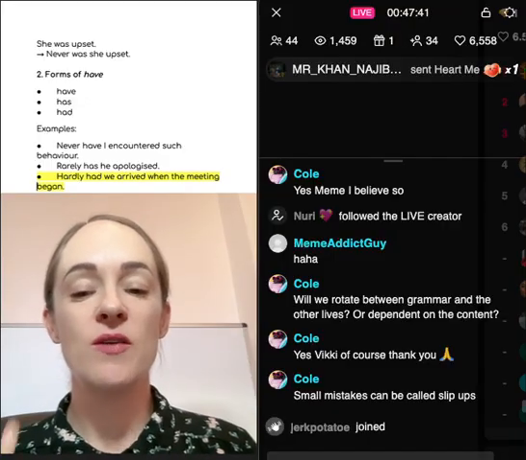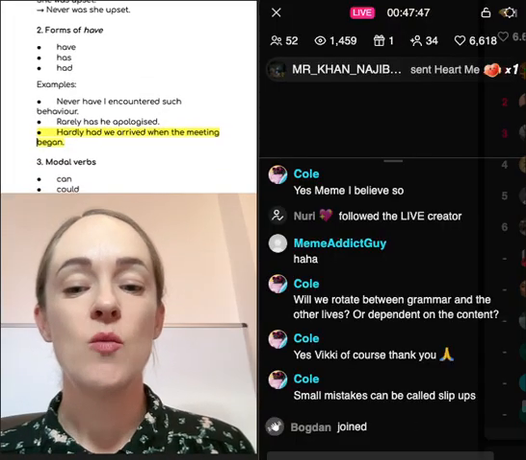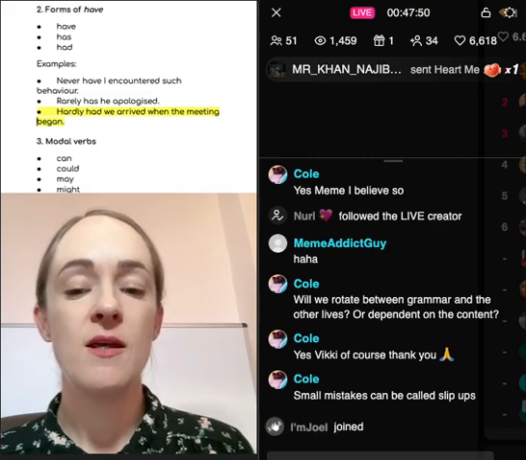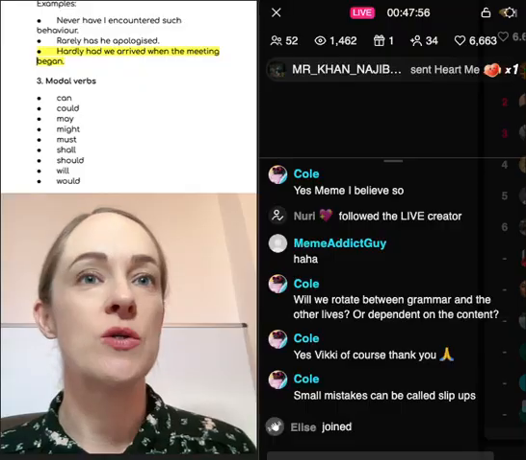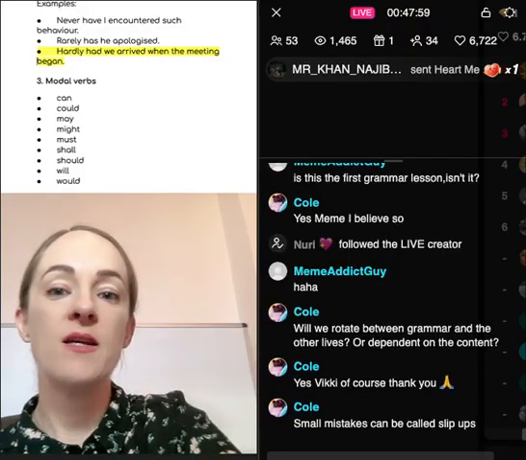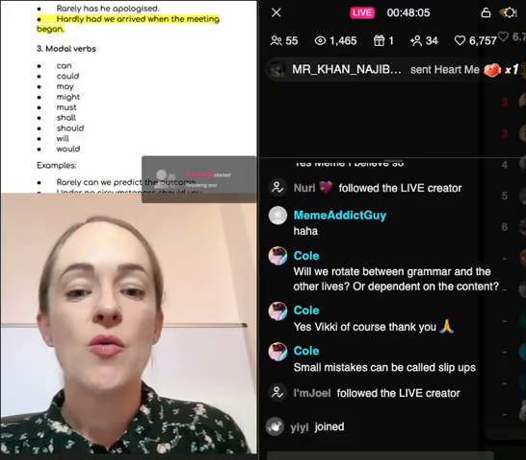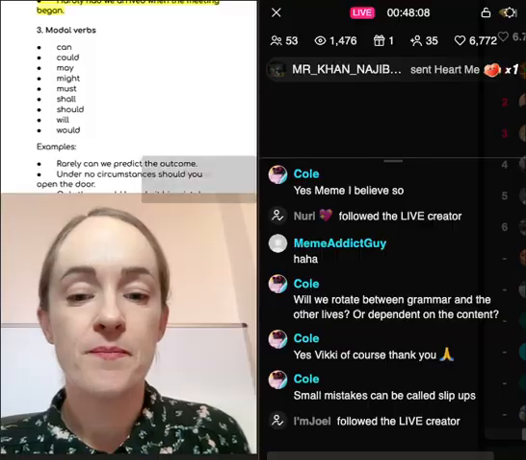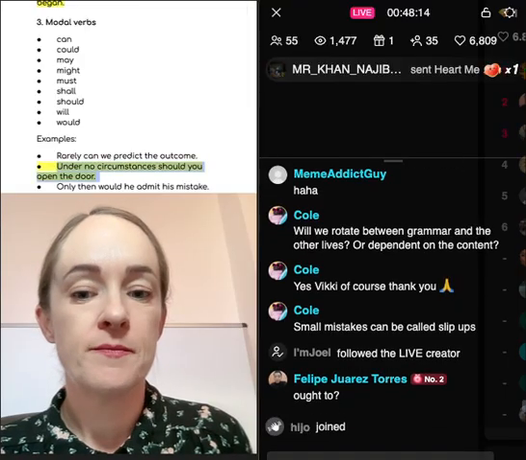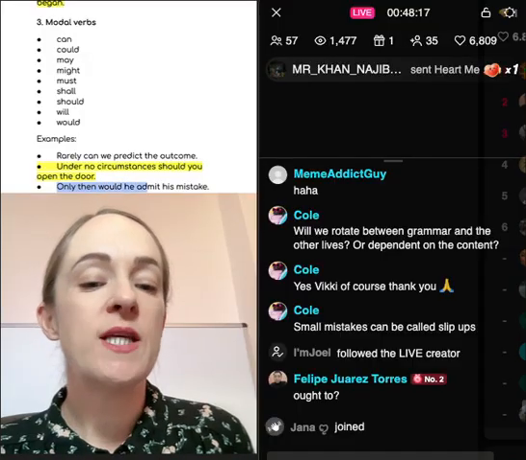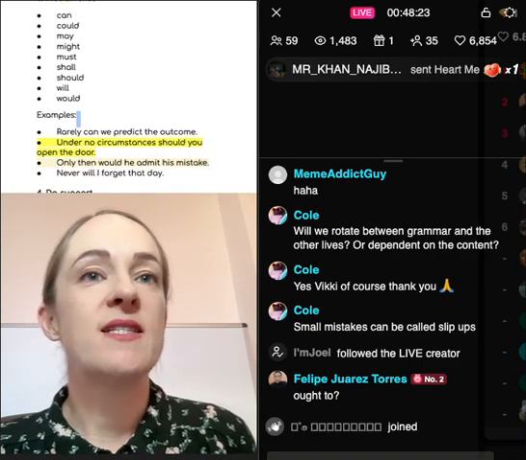Next one, right? So we've got verb to be, have, and the next option is modal verbs. We've got can, could, may, might, must, shall, should, will, and would. All of these can work in inversions as the auxiliary verb. Okay? For example, rarely can we predict the outcome. Under no circumstances should you open the door. Only then would he admit his mistake. Never will I forget that day.